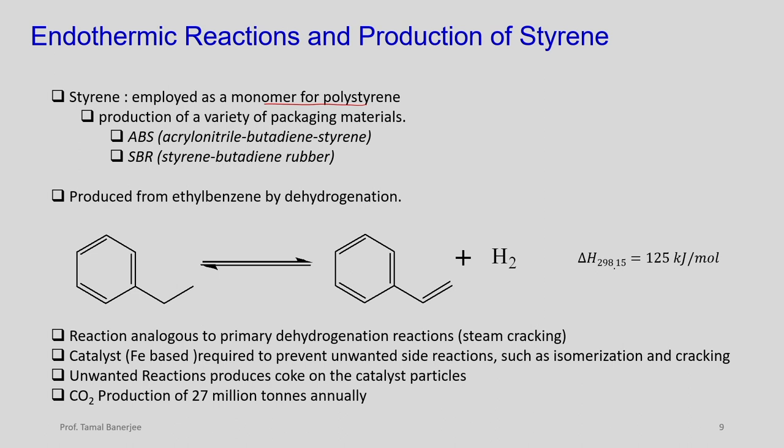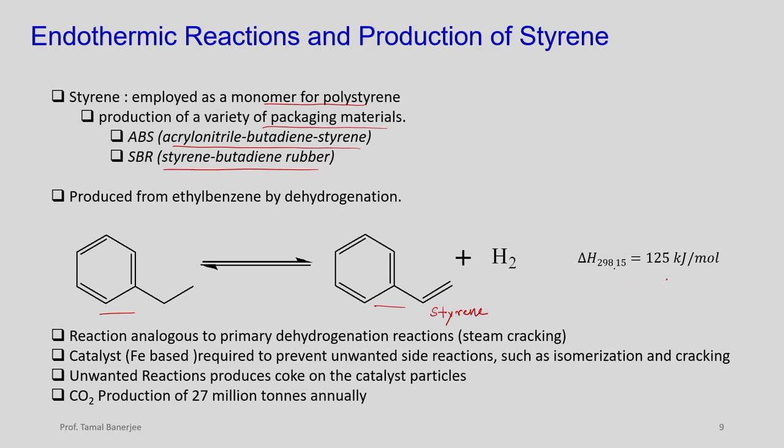It is used in a number of ways to manufacture packaging materials. There are two different polymers where it becomes a monomer, the acrylonitrile butadiene styrene system and the styrene butadiene rubber system, ABS and SBR. These are usually produced from ethyl benzene by dehydrogenation. So you have the ethyl benzene, this is the dehydrogenation. This is a styrene molecule. Okay, styrene.